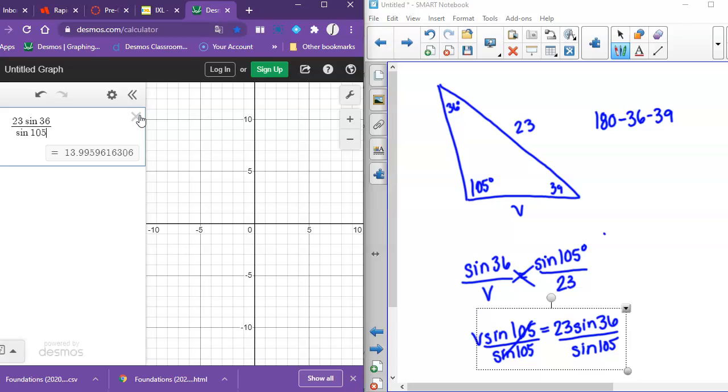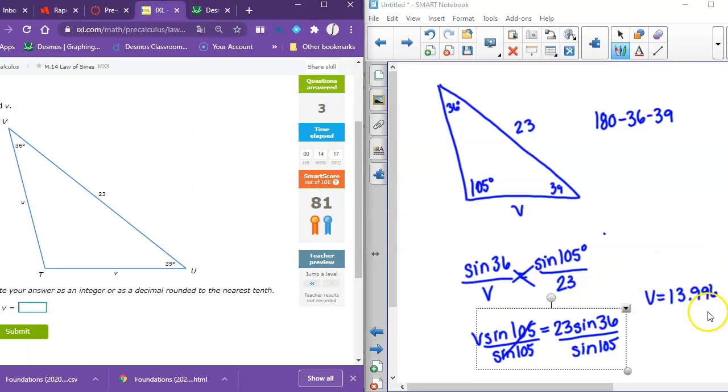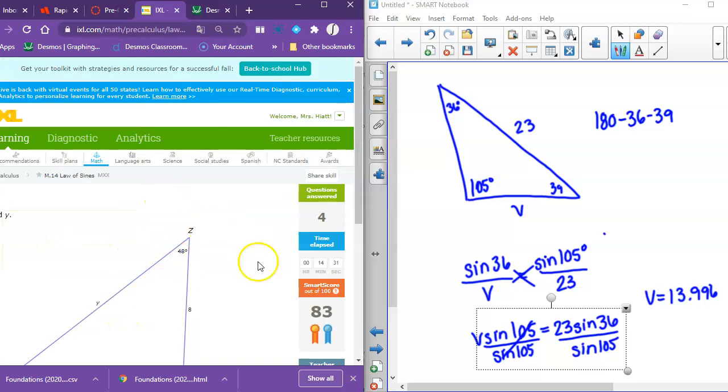It's going to give us 13.995. So V equals 13.99. Actually, it's going to be 996 if we round it to 3 places there. Now, we've got to round to the nearest tenth. And so the 9 is going to round up to a 10, which means we're going to get 14.0 for this. I don't know if you have to put a .0 or not on that, but it'll take it, looks like.